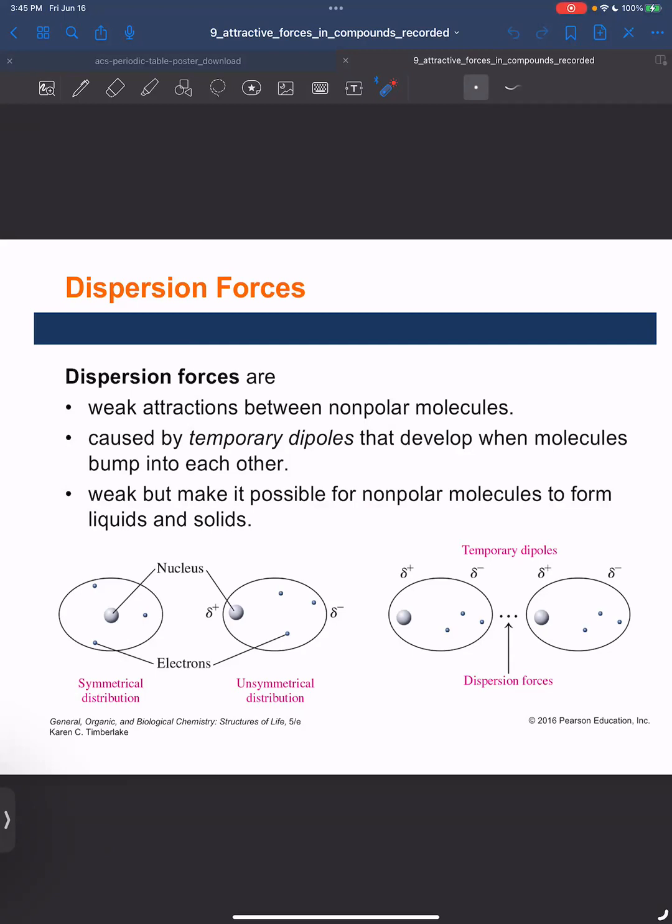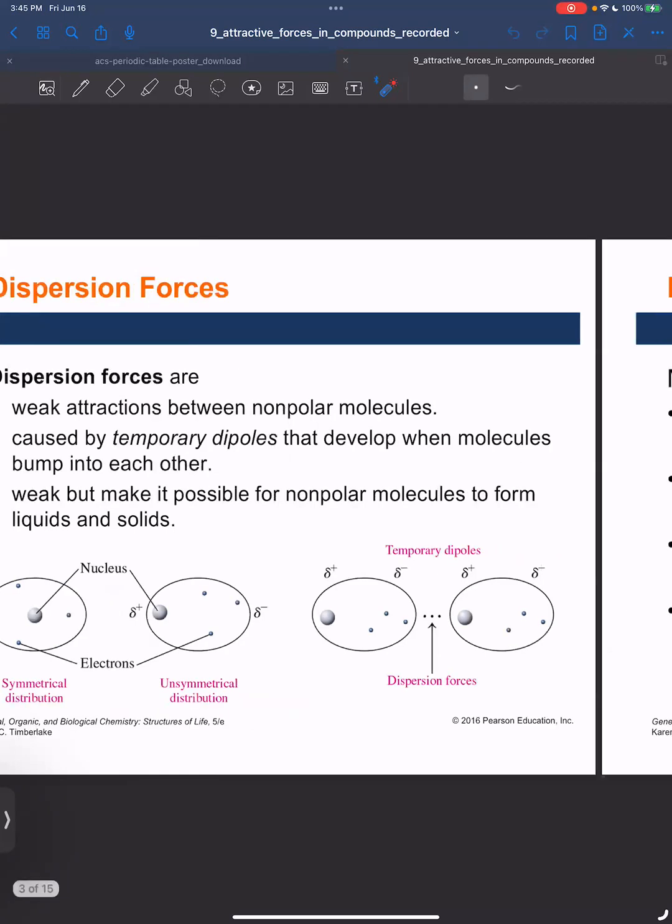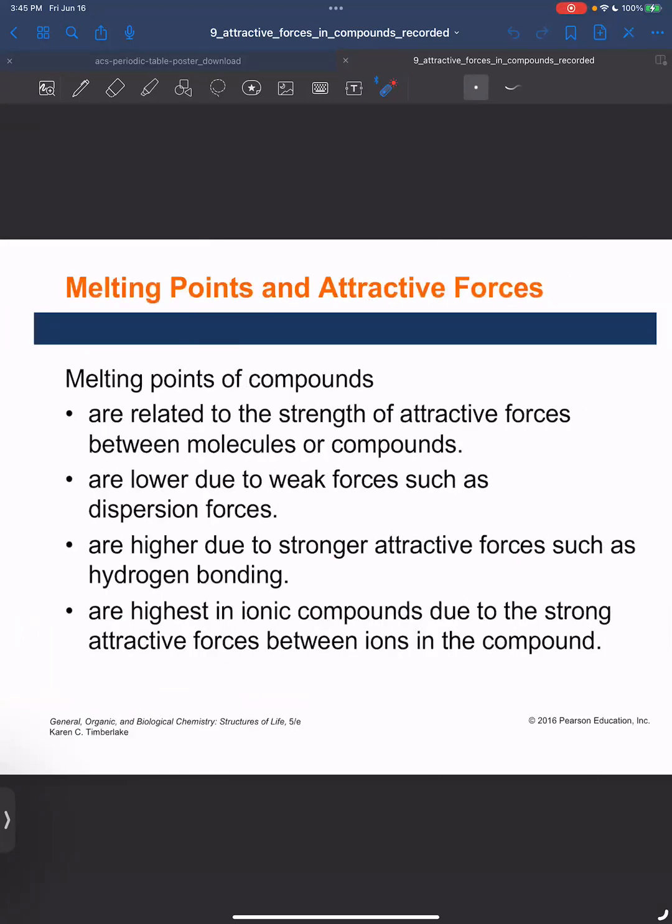Now, the reason why we're talking about these attractive forces is that it really impacts not only the structure and function of proteins and DNA, for example, but it impacts the properties of different compounds, such as melting point. So melting points of compounds are related to the strength of the attractive forces between molecules or compounds. The melting point is lower due to weak forces, such as dispersion forces. So molecules that only have dispersion forces will have low melting points. And molecules that have stronger attractive forces, such as hydrogen bonding, will have higher melting points.